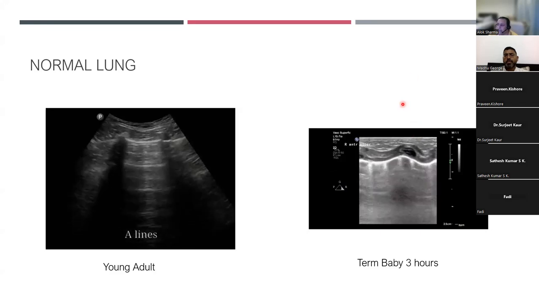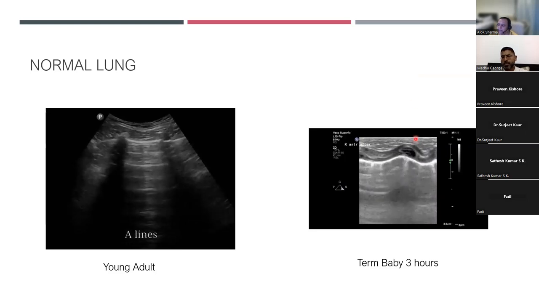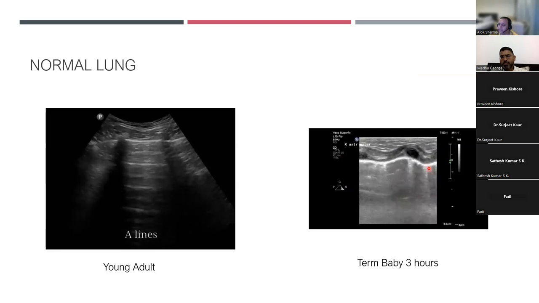But are there any B lines? Anybody? Yes, there are. Where? Yes. On the left side, I can see a B line, which is touching the lower part of the screen. Okay, yeah. So just for your knowledge, these aren't true B lines in the middle. They're comet tails. So comet tails usually end before you go down to the bottom. So they would not be classified as B-lines. This is a normal transitioning lung, which is well aerated.